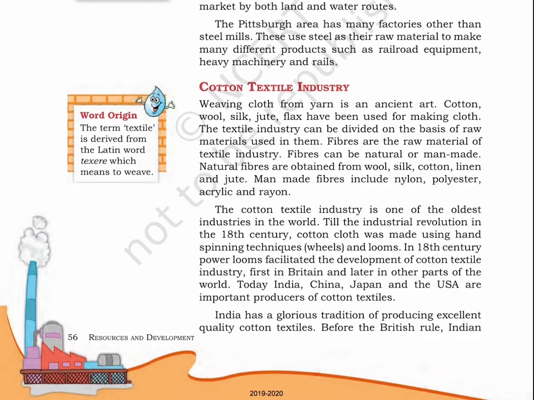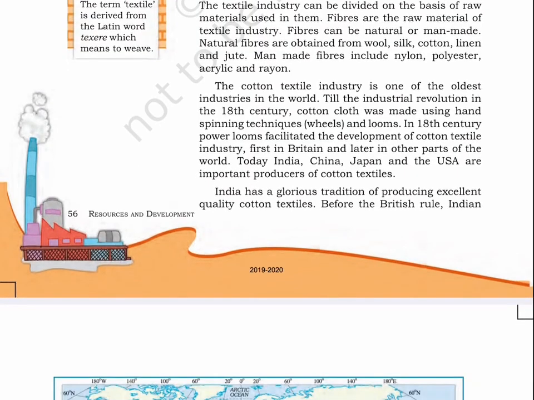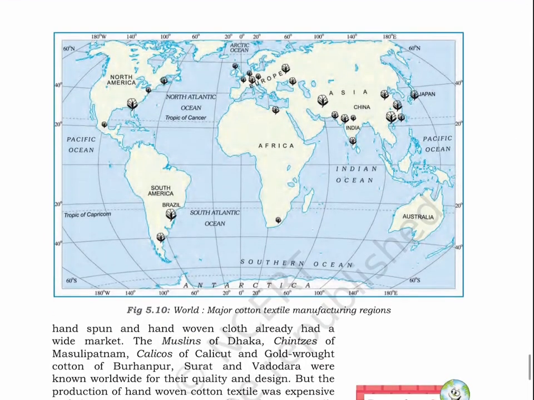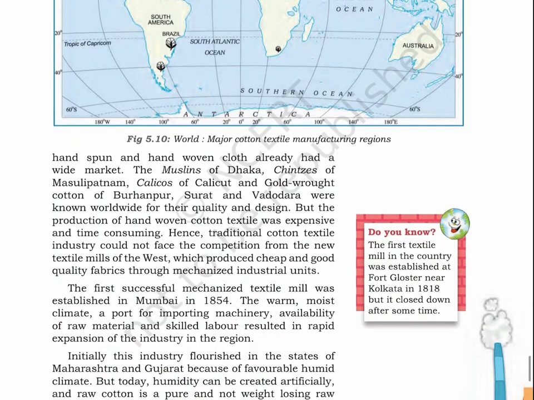India has a glorious tradition of producing excellent quality cotton textiles. Before the British rule, Indian hand-spun and hand-woven cloth already had a wide market. The muslins of Dhaka, chintzes of Masulipatnam, calicoes of Calicut, and gold-wrought cotton of Burhanpur, Surat, and Vadodara were known worldwide for their quality and design.